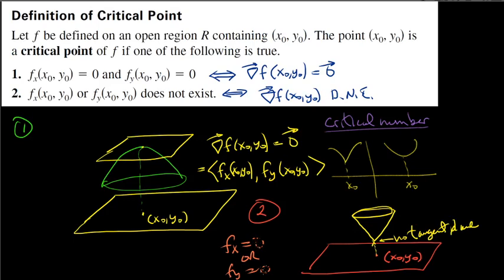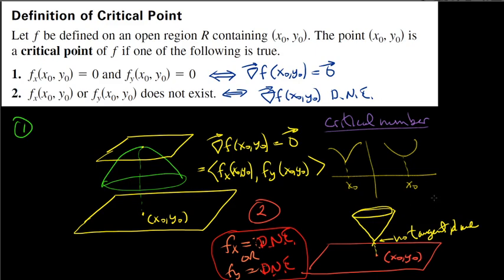So either partial derivative will not exist. Sorry, because if they're both equal to 0, you get a critical point. If either one of them does not exist, you also get a critical point.